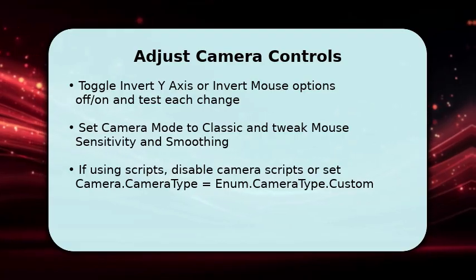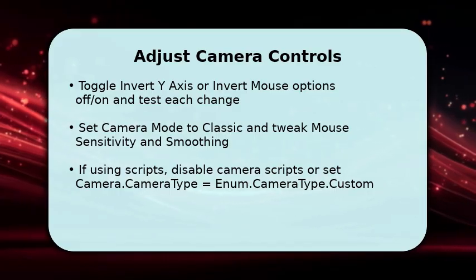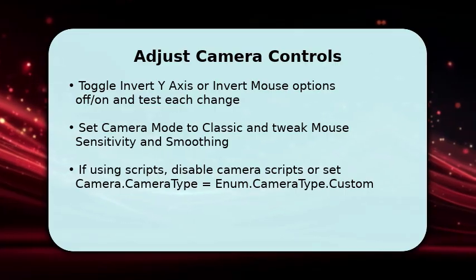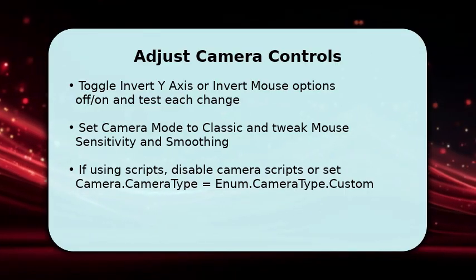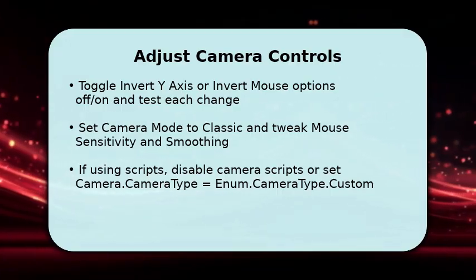option controls behavior. Next, set camera mode to classic and reduce mouse sensitivity if motion feels jumpy. Smoothing can hide inversion symptoms. If the game uses custom scripts, temporarily disable them or change camera type to custom so default engine.